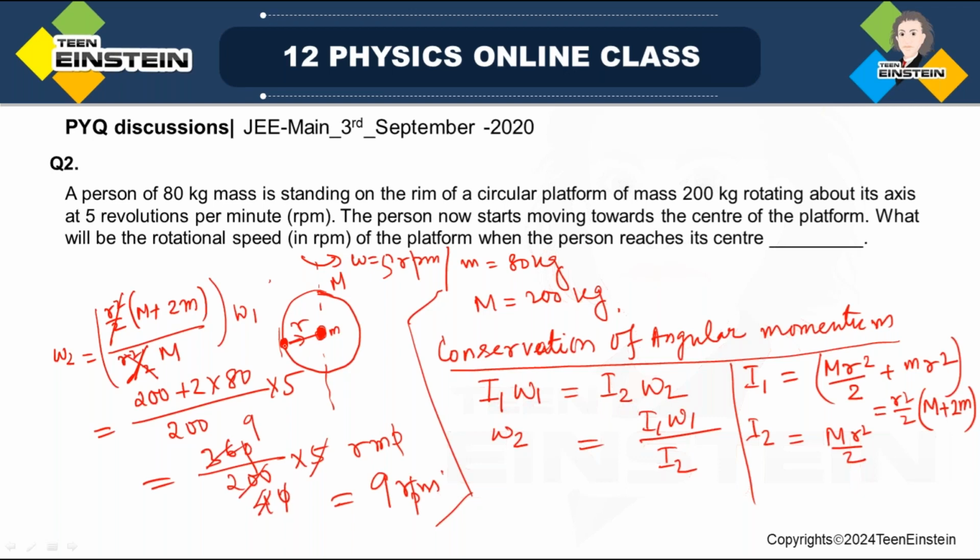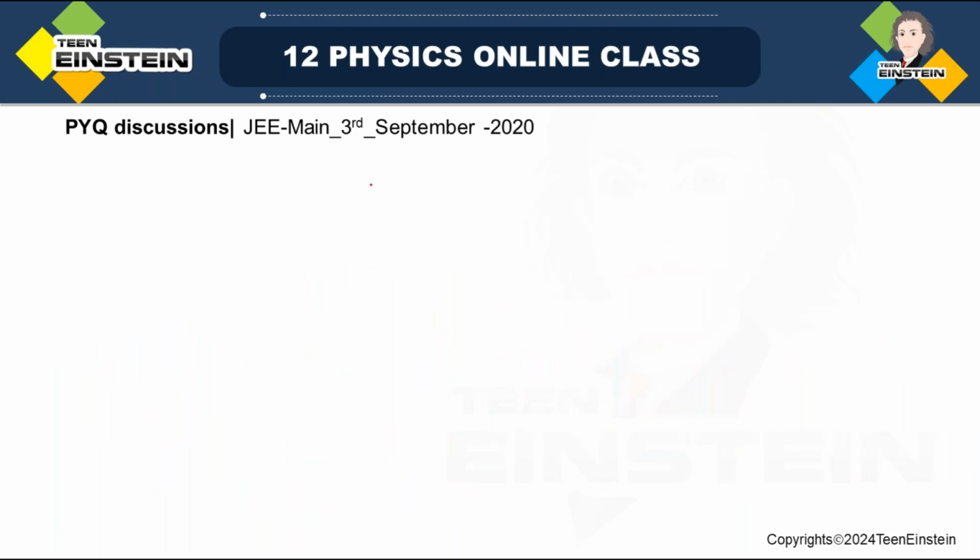When the object was here, the moment of inertia will be found out by using the parallel axis theorem. When the person is exactly at the center, then the moment of inertia will be just the moment of inertia of the circular platform. But there could be sometimes a question related to this kind of problem. See, omega 1 will be given.